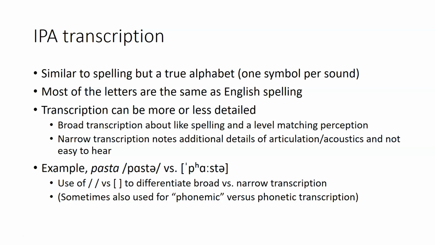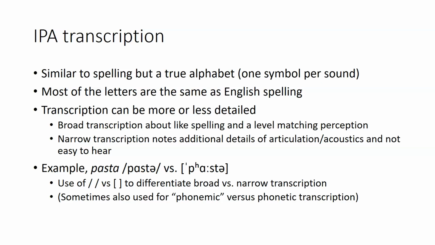We also have a narrow transcription, which attempts to capture more detail, and for most people this requires some additional training to be able to identify these details of articulation or extra bits of the acoustics that don't just match our perception of speech sounds in the language. So for example, for a word like pasta, we have two different vowels in there, despite them both being spelled with the same letter in English spelling.